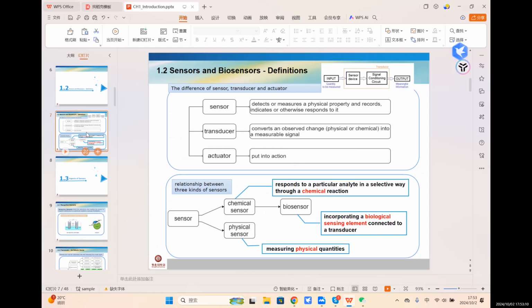And sensors come in two types: chemical sensor and physical sensor, and a chemical sensor can transform into a biosensor by incorporating a biological sensing element connected to a transducer. Physical sensor means measuring physical quantities.